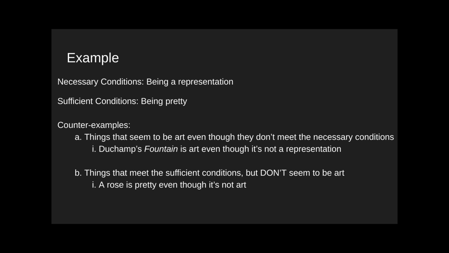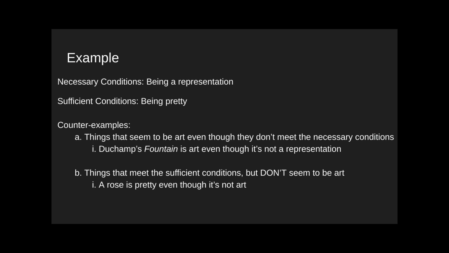So something is art as long as it meets the necessary condition of being a representation, and if it is pretty, then that's sufficient for it to be art. So everything that's pretty is art, and in order to be a piece of art, you must be a representation. Now, if I want to defend that definition, I'm going to have to say how it can account for a couple of different possible counterexamples.